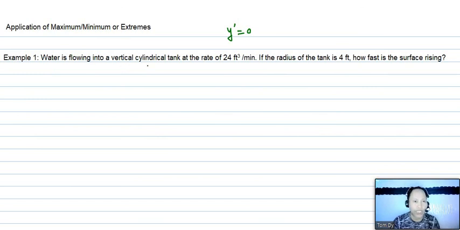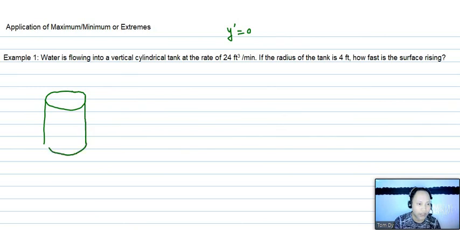Water is flowing into a vertical cylindrical tank at the rate of 24 cubic feet per minute. If the radius of the tank is 4 feet, how fast is the surface rising? Now, to solve this problem, of course, we have to draw the diagram first. So we have here a vertical cylindrical tank. So we will draw a vertical cylindrical tank. Okay, so this will be our vertical cylindrical tank.